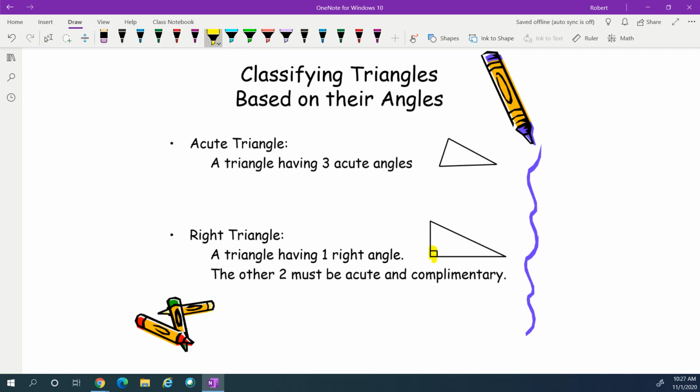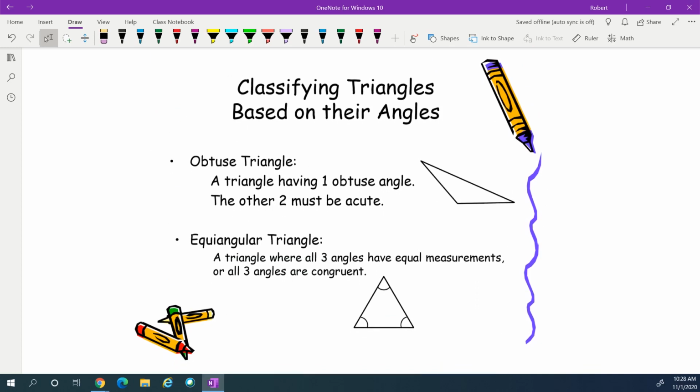We can see it right here. And the other two angles have to total 90. So they have to be complementary. Remember, all three angles add to 180, and our right angle is already 90. So the other two together have to make up the other 90. So the two acute angles in that right triangle will always be complementary.